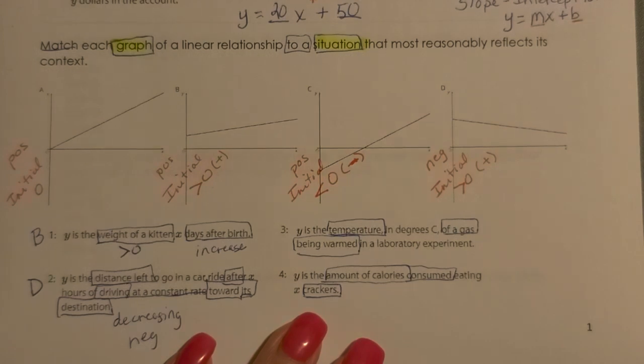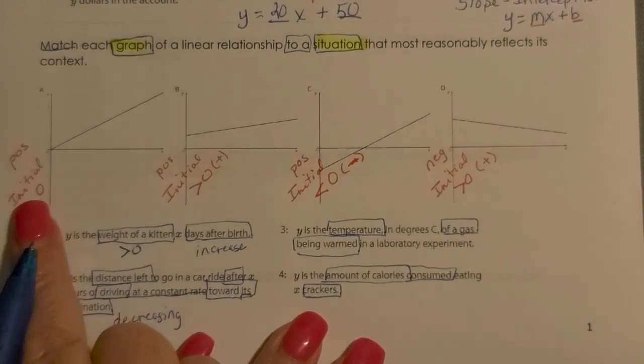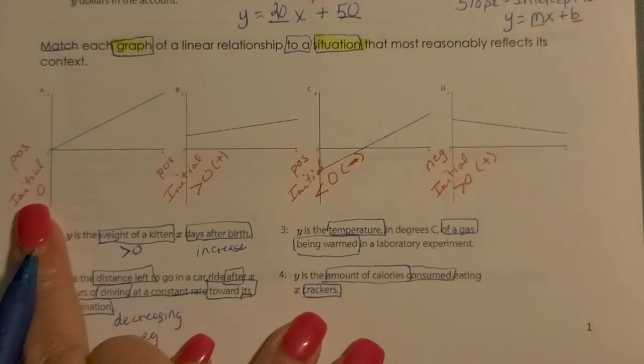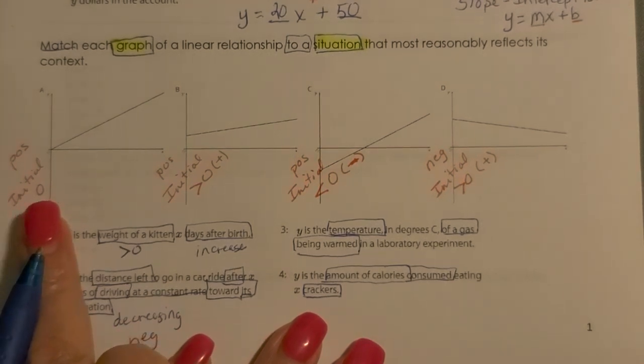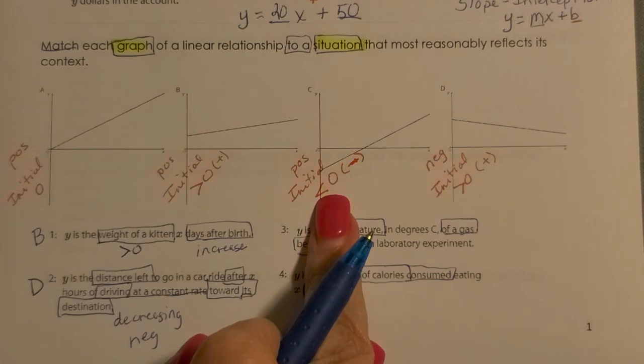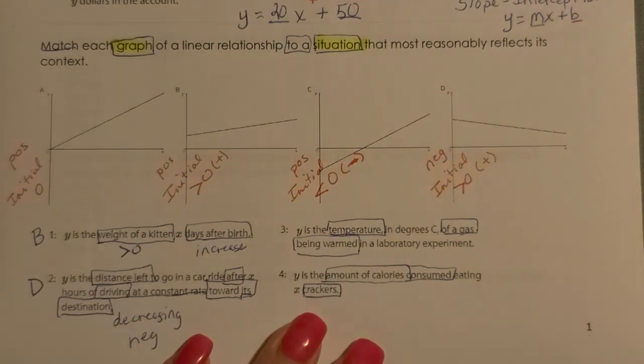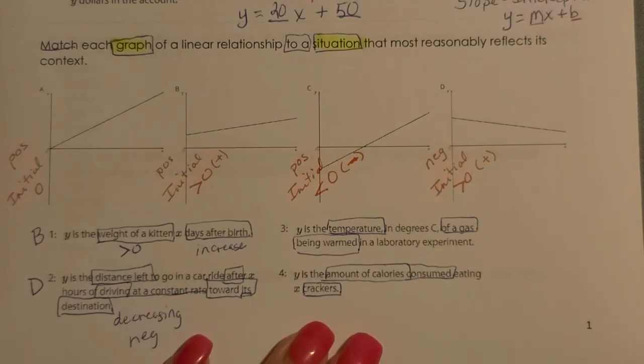Situation 3 is a temperature in degrees Celsius of a gas being warmed in a laboratory experiment. Well, could a gas have a temperature of 0 degrees? Could a gas have a temperature of less than 0 degrees? Yes, that is possible. Well, let's look at the last situation.